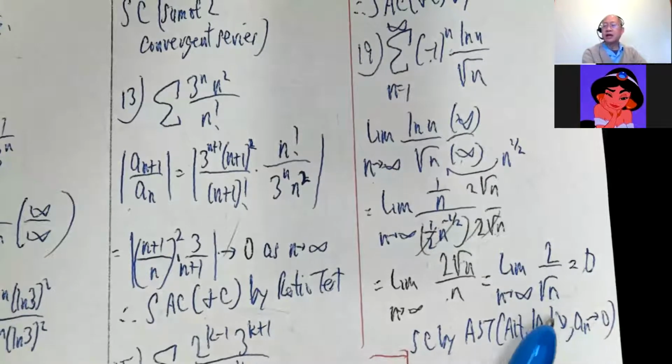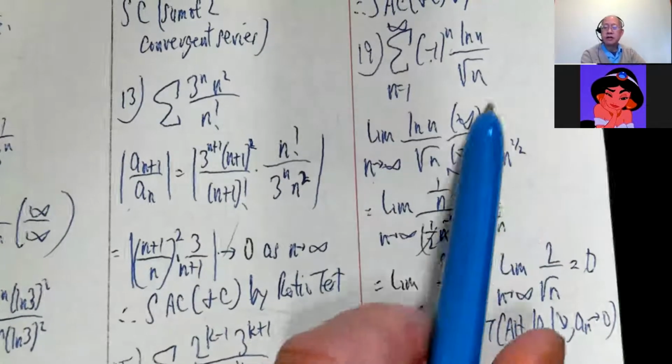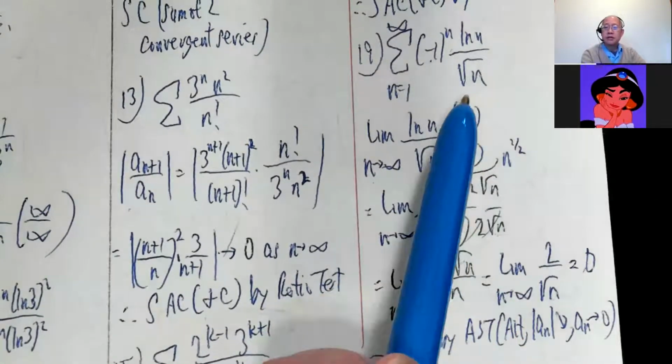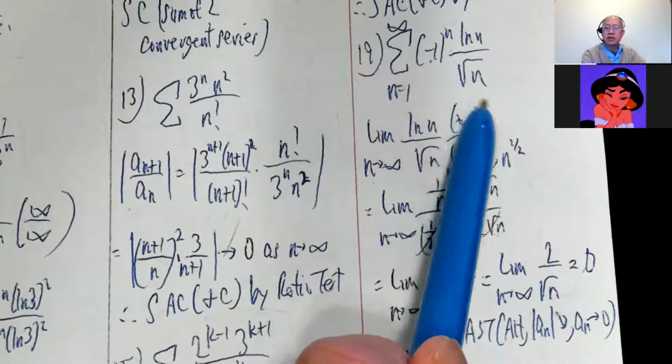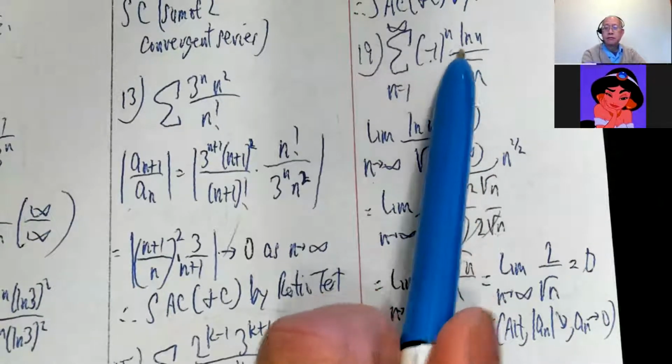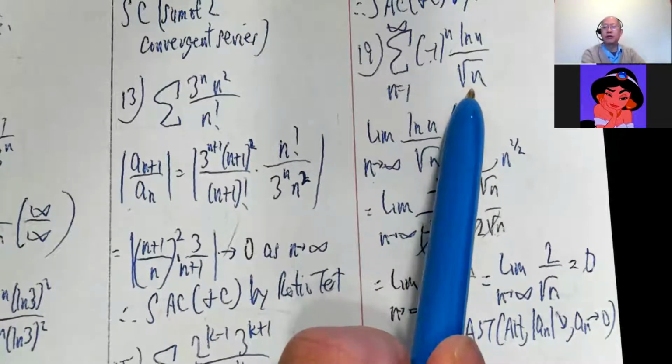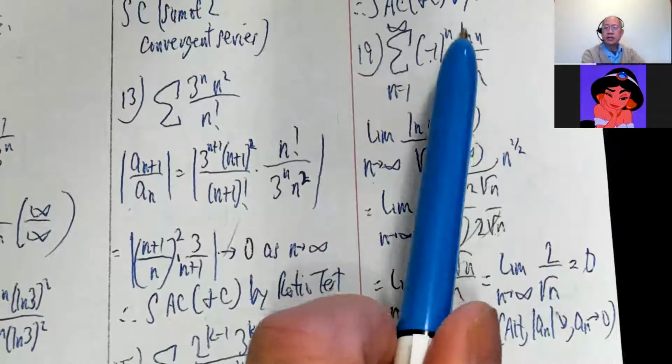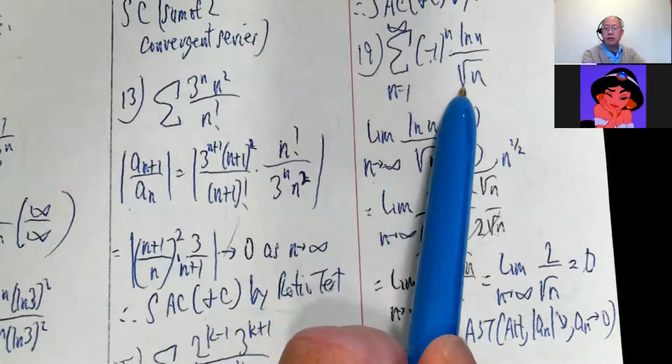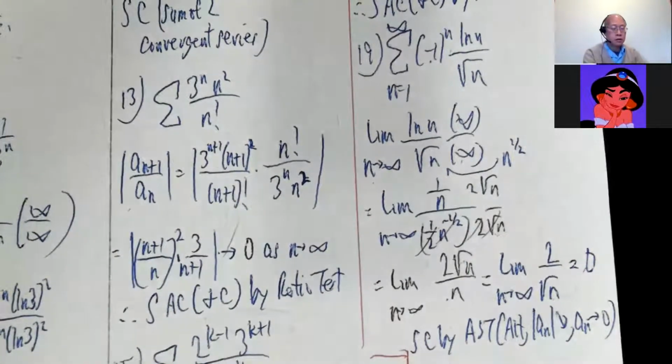Okay, and incidentally, a side note, that also means what? That means radical n goes to infinity much faster than ln n. So the square root function is more powerful, I guess, than natural log. So this goes to infinity, but much, much slower than square root function.